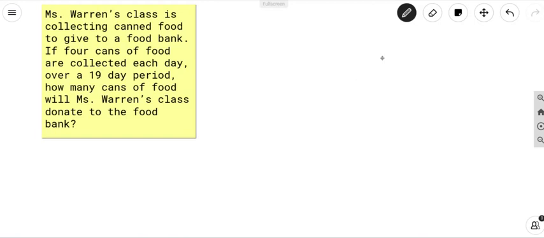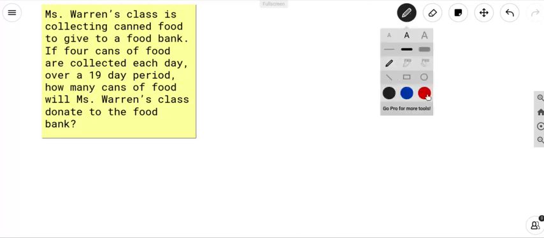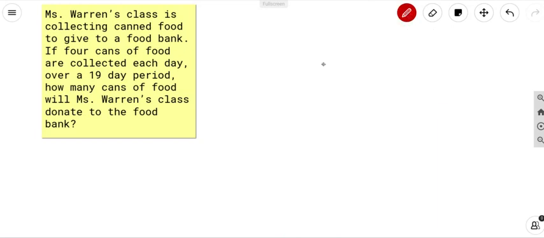Now we're going to try this in a word problem. So our problem here says Ms. Warren's class is collecting canned food to give to a food bank. If 4 cans of food are collected each day over a 19-day period, how many cans of food will Ms. Warren's class donate to the food bank? So first I'm going to go into my problem and underline the information it gives me.